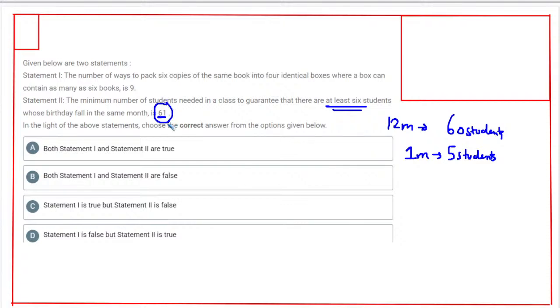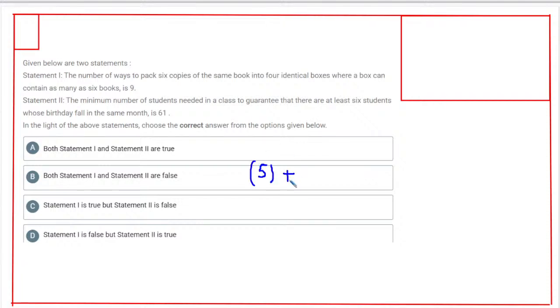If the birthdays of at least 6 students fall in the same month, the total strength must be 61. 5 in each month and 1 more student in one particular month. So this is a correct statement. 5 students in each month, like in 11 months, and then the 6th student in the 12th month. Total of 61 students. So both are correct. A is the option.